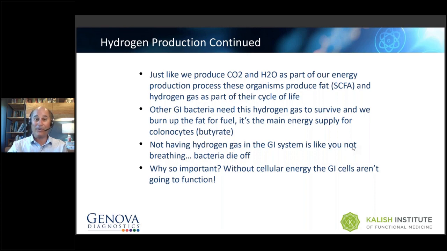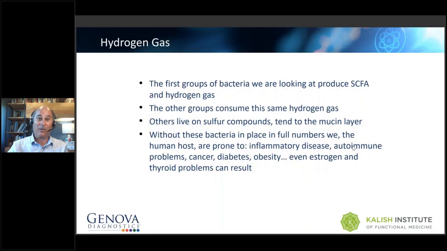The key part, though, is that hydrogen gas isn't just randomly there. There's this whole other group of good bacteria that have to have that hydrogen gas to survive. And then there's all these other effects that I just went through on what butyrate does. So if you don't have hydrogen gas in the GI system, it's like you as a human are not breathing. This is really, really, really important to have all these things. Without these, the GI system just is going to completely fall apart, and then that's going to drag down your brain and your heart and your immune system, all these other things, right?